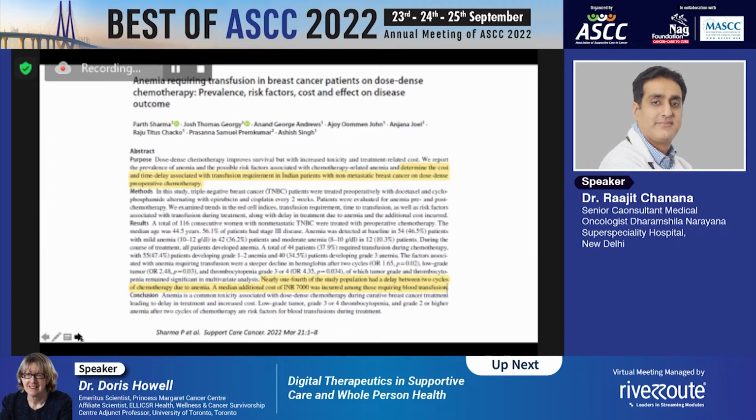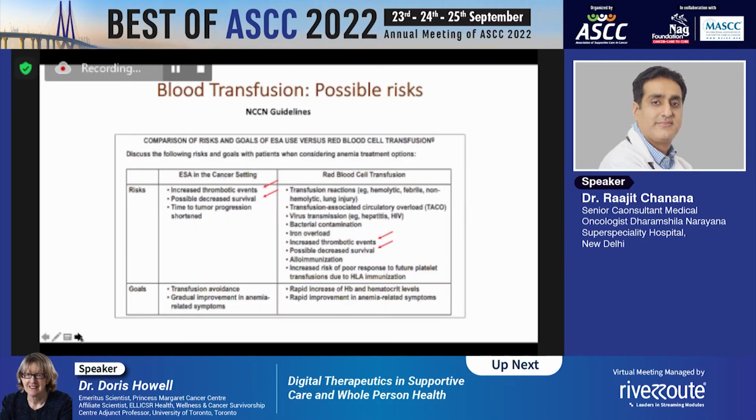There is this Indian data which is showing that because of decreased HB or anemia, there can be a delay in treatment, which can cost an additional 7,000 rupees to the patient. The purpose of the study was determining the cost and time delay associated with transfusion requirement in Indian patients with non-metastatic breast cancer on dose-dense pre-operative chemotherapy. They found that nearly one-third of the study population had a delay between 2 cycles of chemotherapy due to anemia, and a median additional cost of 7,000 occurred because of the need for blood transfusion. So that means that blood transfusion also comes with an increased risk and increased cost.